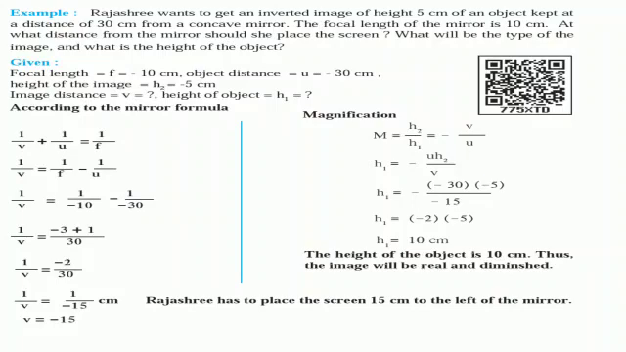According to the mirror formula, 1 upon v plus 1 upon u is equal to 1 upon f. Now, we want to find v. So, what we will do? We will take 1 upon u to the right hand side. It was plus, it will become minus. So, 1 upon v is equal to 1 upon f minus 1 upon u. Now, substitute the values. 1 upon v is equal to 1 upon negative 10.